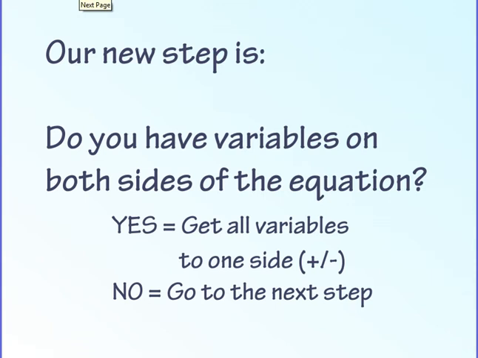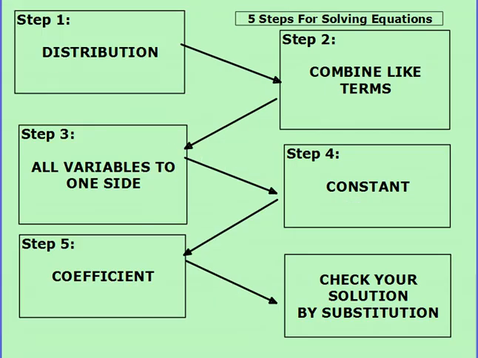If your answer is yes, you're going to work to get all variables to one side, and we're going to do that by adding or subtracting. If the answer is no, you simply go on to the next step. We can say we're going on to the next step because it's not actually our fifth and final step, it's our third step in a series of 5.